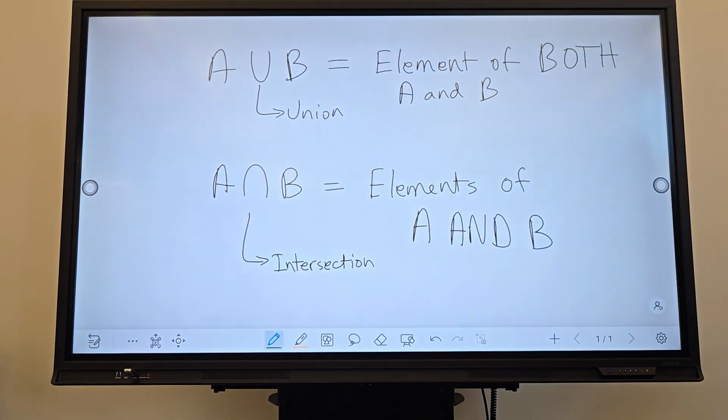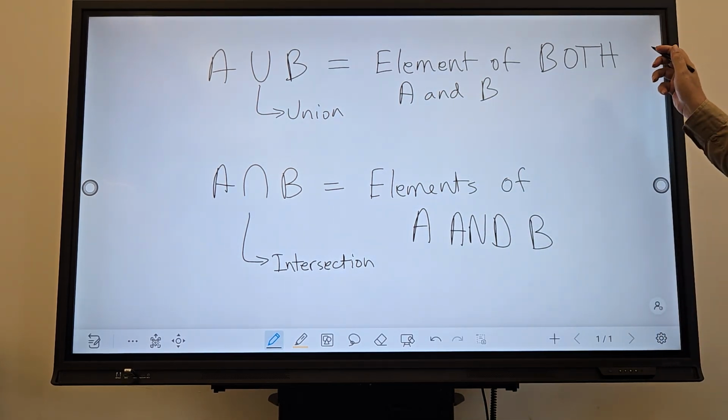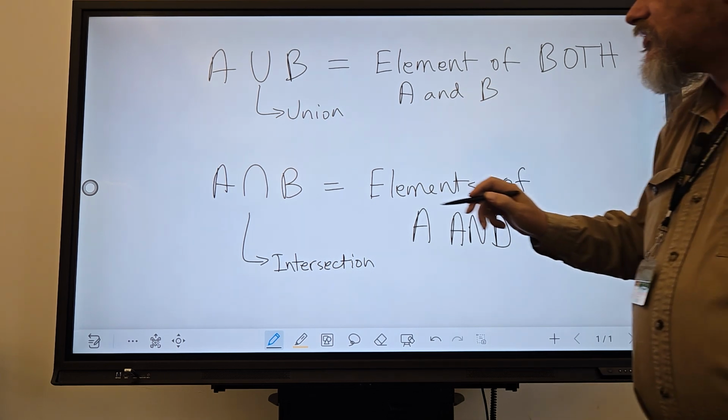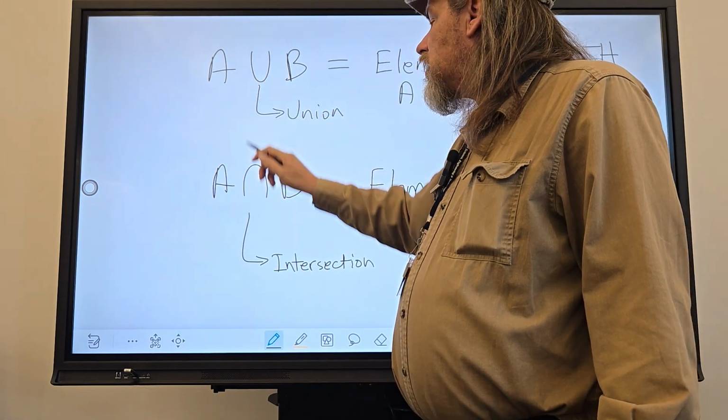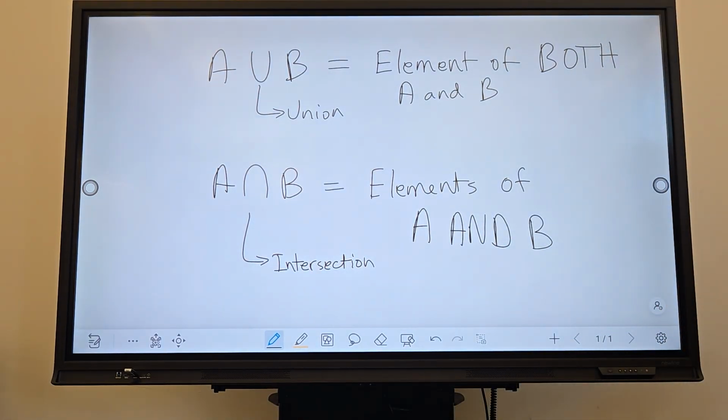So the intersection is the elements that are in both A and B, and the union is the elements from both A and B. Union is easy to remember because the symbol looks like a U, and intersection is just the other symbol. So, simple definitions there.